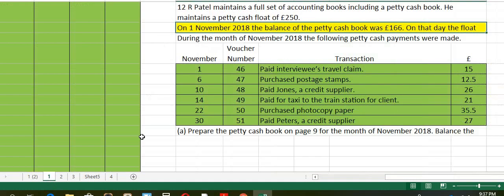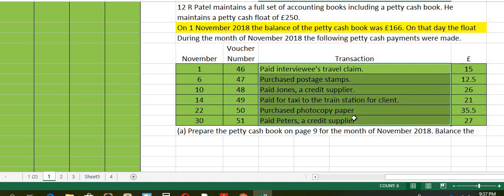Now let's read the rest of the transactions. During the month of November 2018, the following petty cash payments were made. In this case, first you need to identify whether it appears on the debit side or credit side. When I read all these transactions, I was able to finalize that all these transactions are payments. Therefore, I'm going to enter all of these on the credit side, and the credit side is color coded with green.